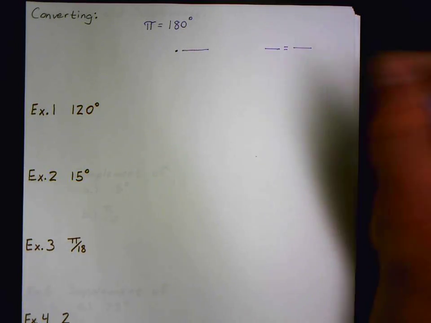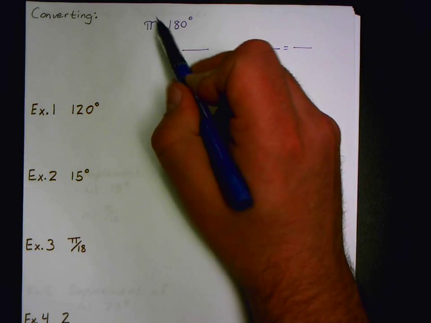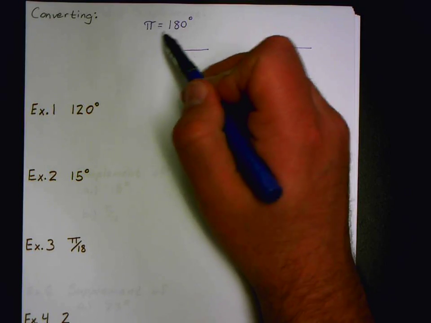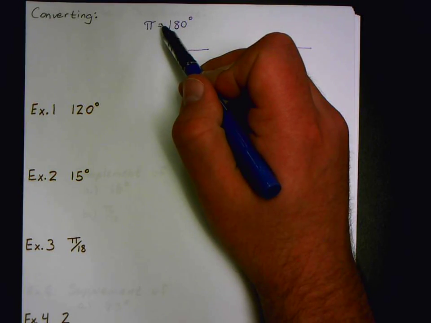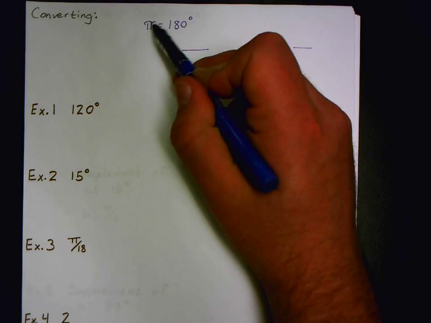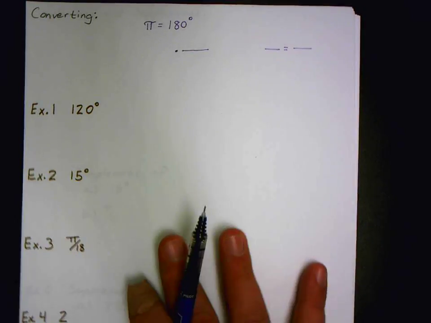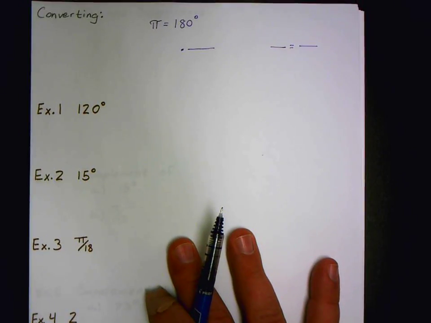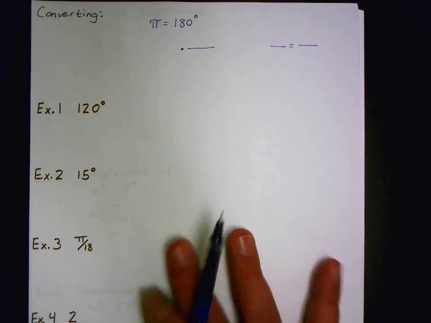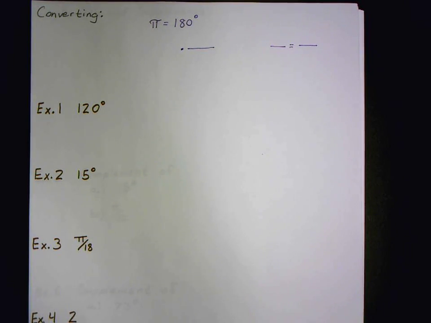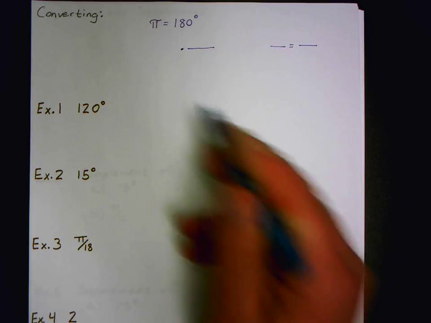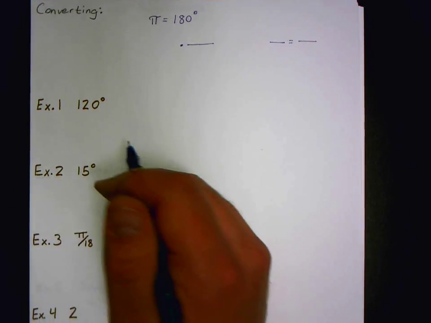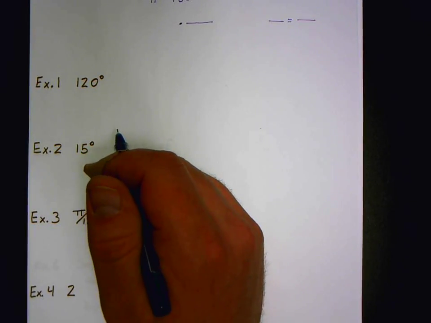Now, notice radians doesn't have a symbol or units that go with it. Degrees does, radians doesn't. Okay, so let's try a couple. But that's all that there is involved with it. It's just like converting from feet to inches.